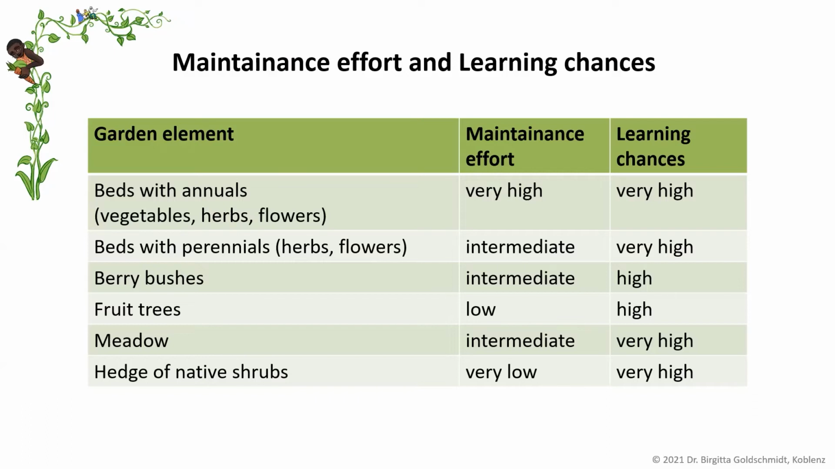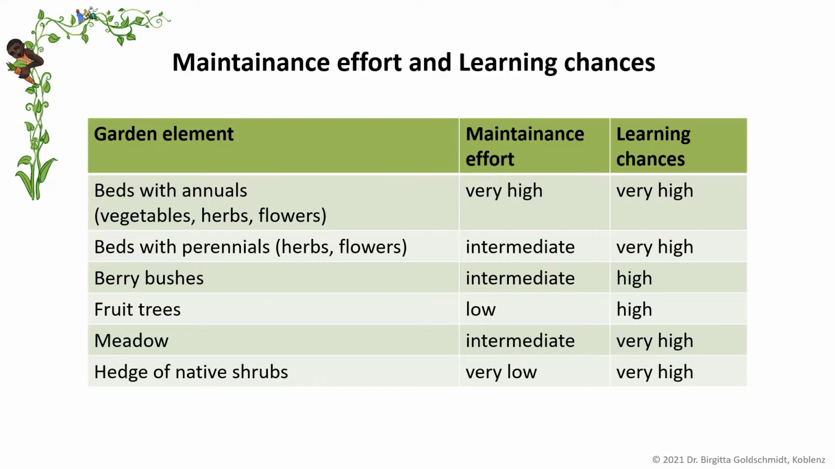What most people see when they think about school gardens are beds with annuals. So vegetables, herbs, and flowers. And this is, of course, very nice. And it has, of course, very high learning chances when the kids themselves seed, plant, harvest, and eat. This is very good for nutrition education. But for these beds, you have a very high maintenance effort.